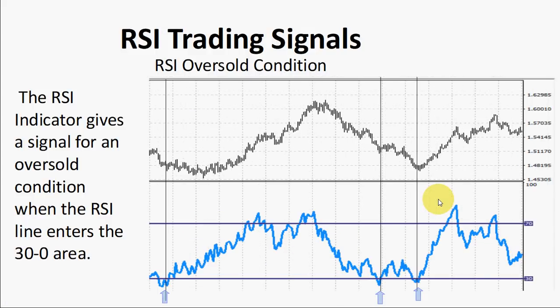Okay. Same thing happens to the oversold region. So anytime RSI appears under the 30 zone, we say it is in the oversold area. Okay. So it means anytime it goes below the 30 line, we say it's in the oversold area and is due for a reversal.